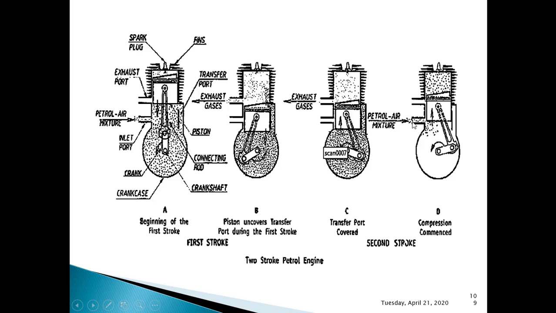This entry of air fuel mixture will be continued until the piston covers this inlet port during the next descending stroke. That means we will come back to this diagram. You can see here this is the downward stroke of the piston. Here the entry of air fuel mixture is continuously taking place, and this will be continued until the piston covers this inlet port during the next descending stroke. That is the entry of air fuel mixture into the crankcase.